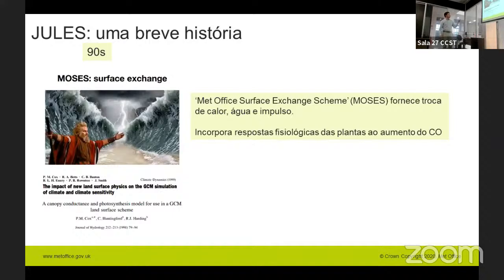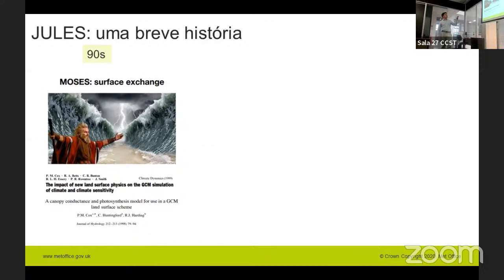Back in the day, in 1998, you had a model called MOSES, which is a progenitor of JULES, and that was very simple. It used quite simplistic photosynthesis and other things. It had a single canopy layer for the entire grid cell. So grid cells, 100 kilometers by 100 kilometers, and this took me ages to animate, by the way.